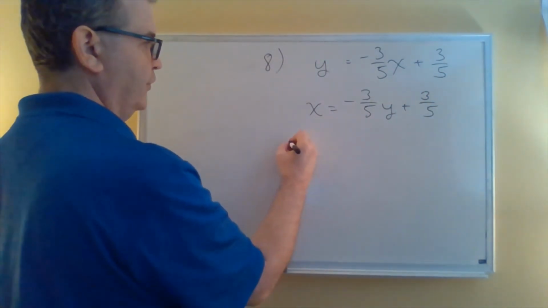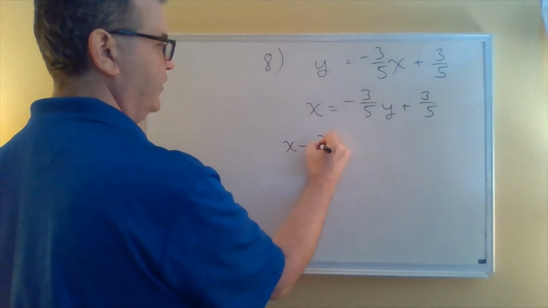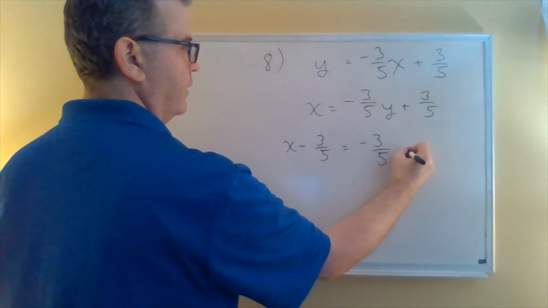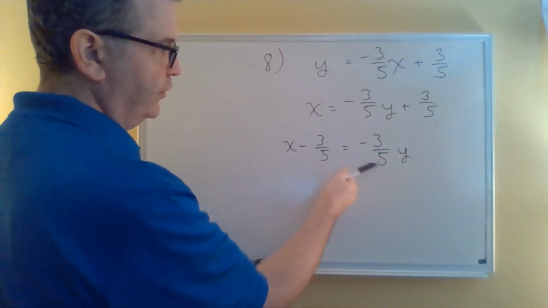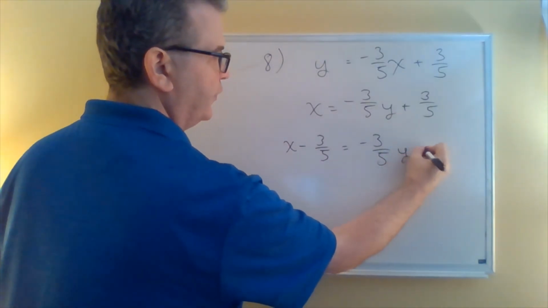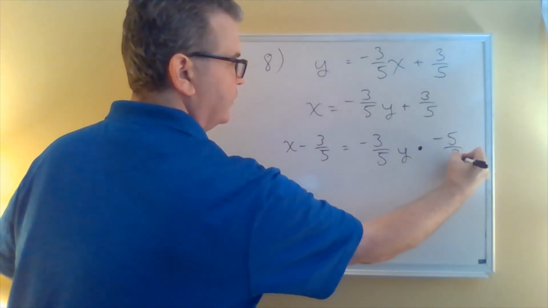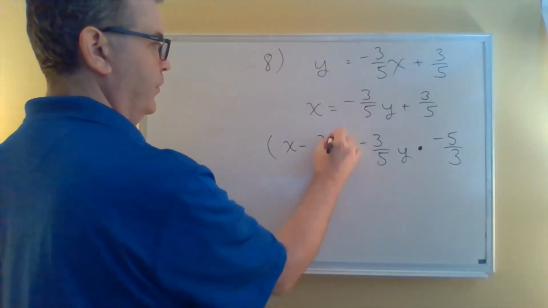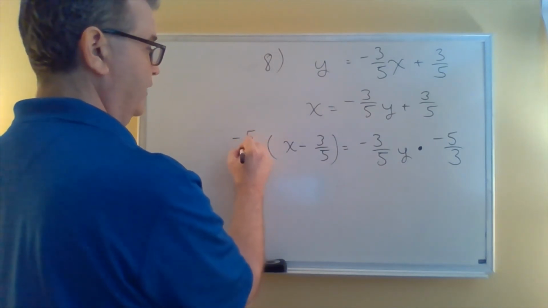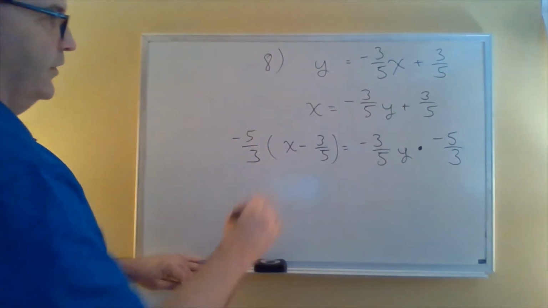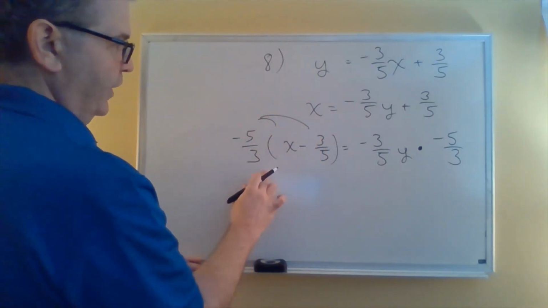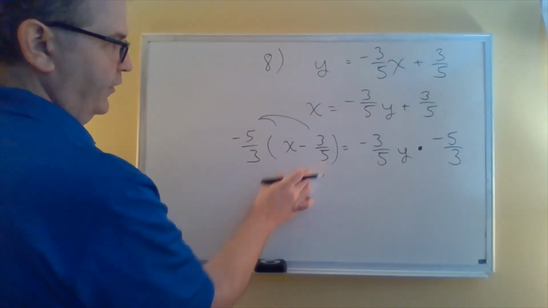So I'm going to start by subtracting 3/5 from both sides. Okay. To get rid of this fraction over here now, I'm going to multiply by its reciprocal. The reciprocal of negative 3/5 is negative 5/3. But I have to multiply both sides by that negative 5/3. So now this just becomes a distribution problem. So distributing negative 5/3 through x minus 3/5.